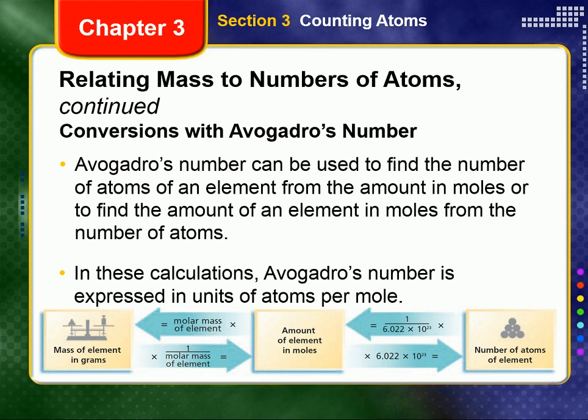Conversions with Avogadro's number. Figure 3-11 on page 82 of your text, or on the screen now, shows that Avogadro's number can be used to find the number of atoms of an element from the amount in moles, or to find the amount of an element in moles from the number of atoms. While these types of problems are less common in chemistry than converting between moles and mass in grams, they are useful in demonstrating the meaning of Avogadro's number. Note that in these calculations, Avogadro's number is expressed in units of atoms per mole.